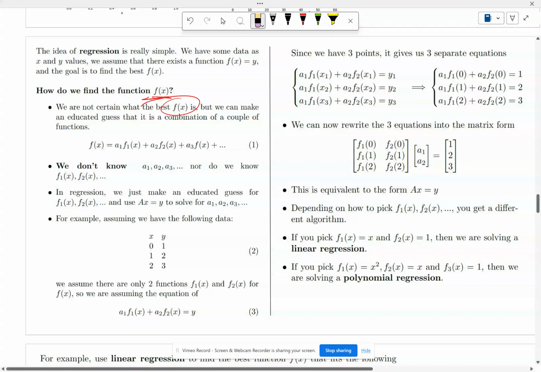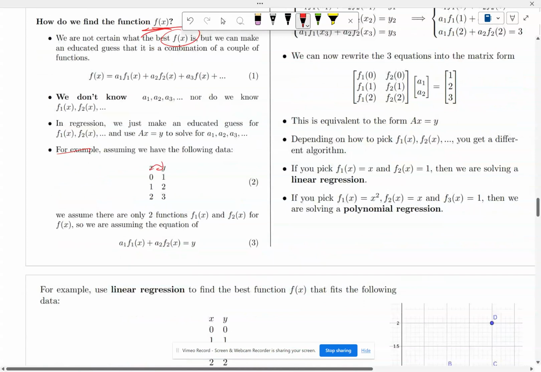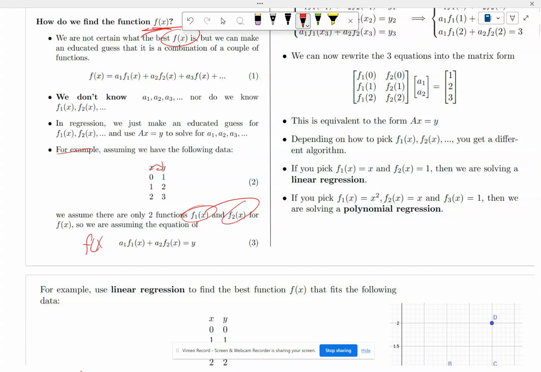Well, in regression, what we normally do is make an educated guess for what f1, f2 are. Once we do that, we can solve this problem to get the ideal x. For example, assume we have the following data. If we had the ideal function, if we plug 0 in, it will give us 1. If we plug 1 in, it will give us 2. Plug 2 in, it will give us 3. We want to find a function that maps x to y. Let's say we only have two functions, f1 and f2. Therefore, f of x is equal to a1 f1(x) plus a2 f2(x), and ideally that's equal to y.